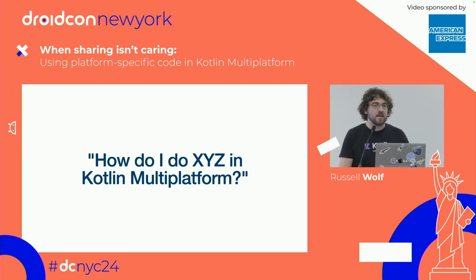So most people, as they're starting to get into writing KMP code, will ask some version of this question: how do I do whatever it is I might be trying to do in Kotlin Multiplatform? I see this question all the time on Slack or on social media. And if you get one thing from this talk, I hope it's that this is not always the right question to ask.